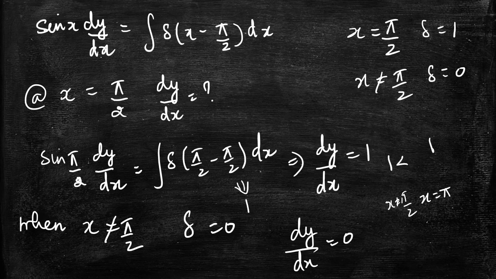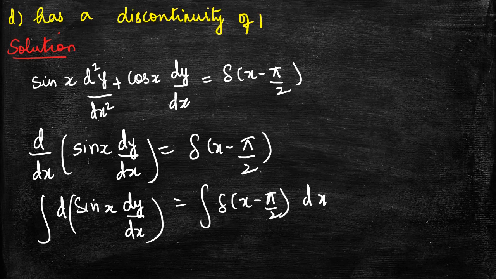But here the function is not continuous because at all other points our function will be 0. So at all other points our function is continuous, but only at x is equal to pi by 2 it spikes up to 1. So at that point alone it is discontinuous. So we'll have to say that it has a discontinuity of 1.